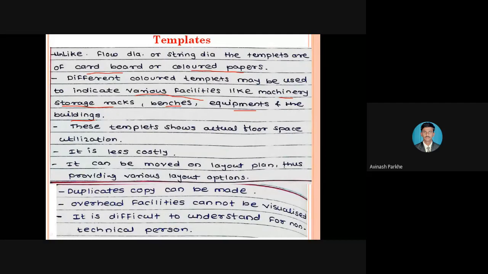So if I have to indicate a number of machineries, maybe the CNC machine, the VMC machine, the drilling machine, the lathe machine. All the types of lathe machines can be indicated by a single color only. For example, I'm using the yellow color. So that yellow color will be applicable for that particular lathe machine only.